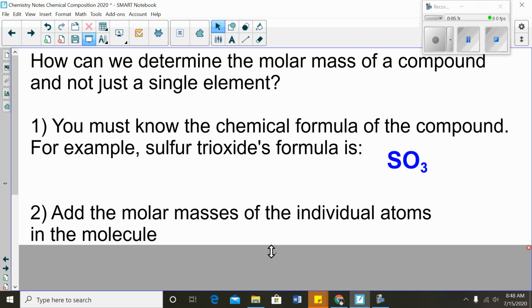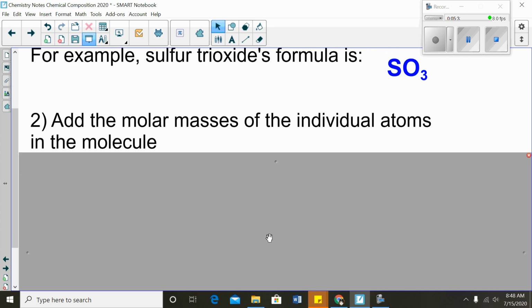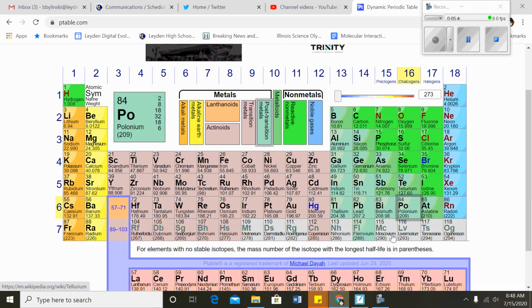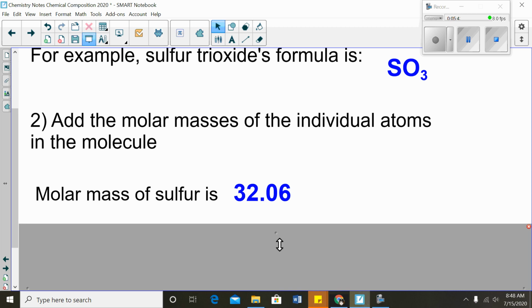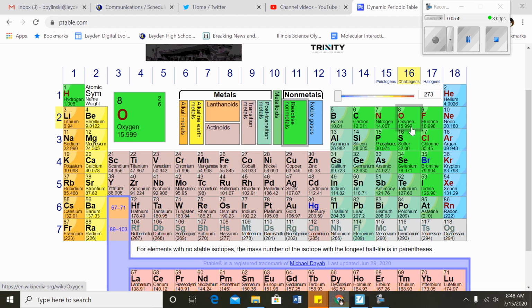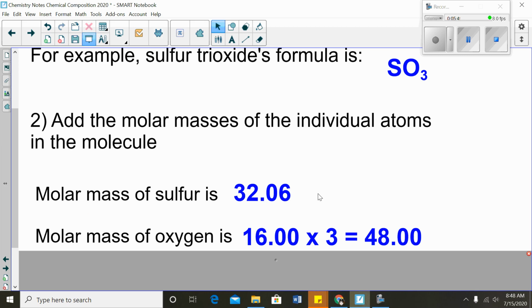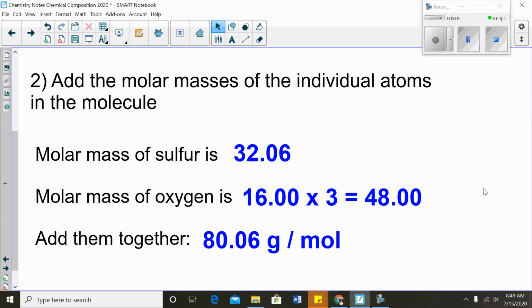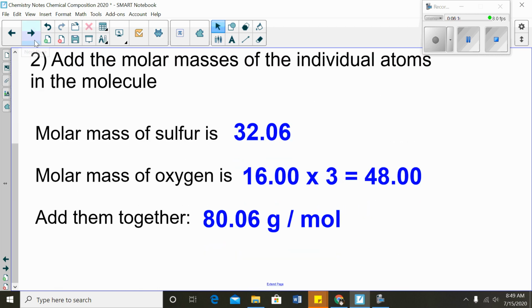Now, step 2, you will add the molar masses of the individual atoms in the molecule. So the mass of sulfur, you just look it up, 32.06, already 2 decimal places, so I'll just leave it. And now oxygen, remember oxygen, we round the 15.999 to 16. Why is this not 32? Because this is not oxygen alone. Oxygen is part of a formula, or a compound, so you use however many oxygens are in that formula. So this is 16.00 times 3, which is 48.00. And then you add them up and be sure to give the proper units. This is 80.06 grams per mole. So this is the molar mass of a compound, not just a single element.